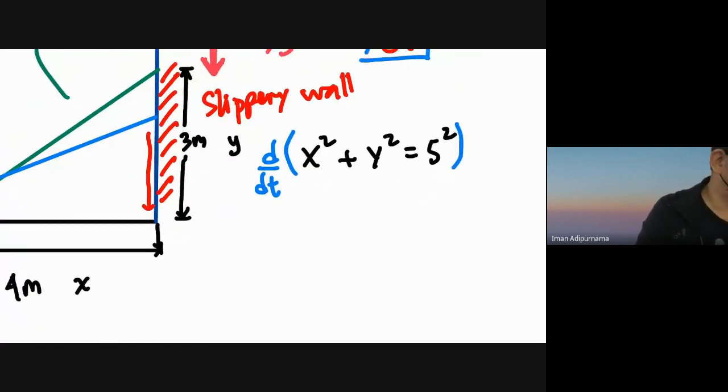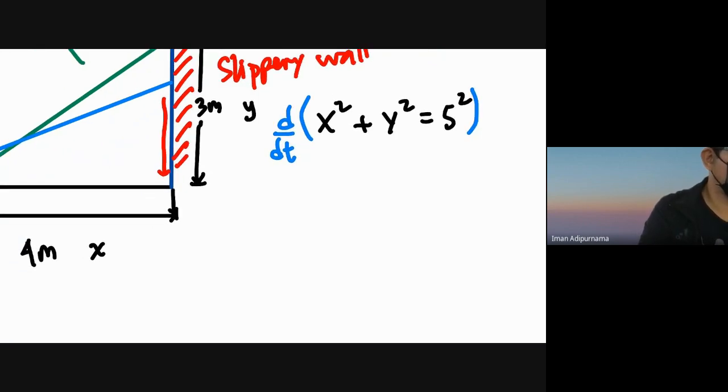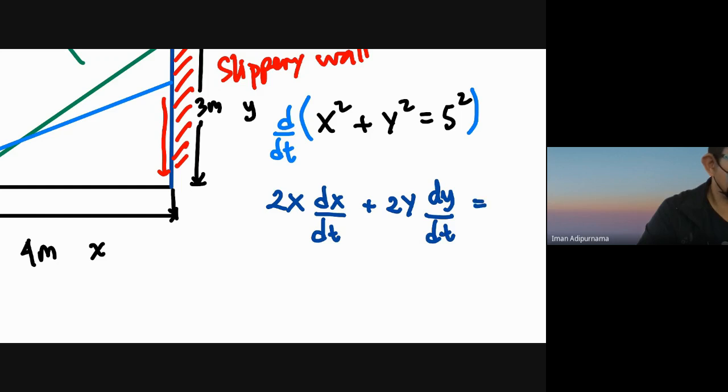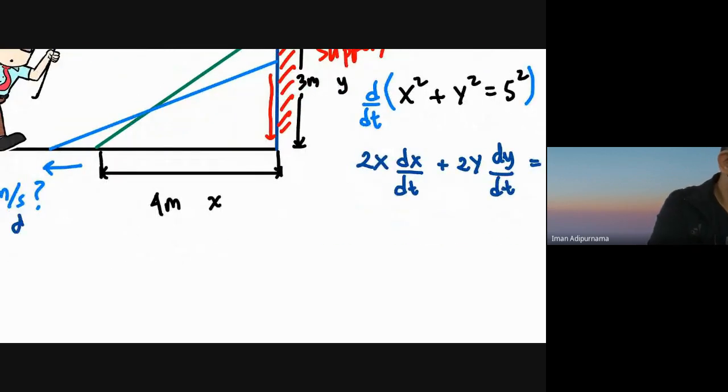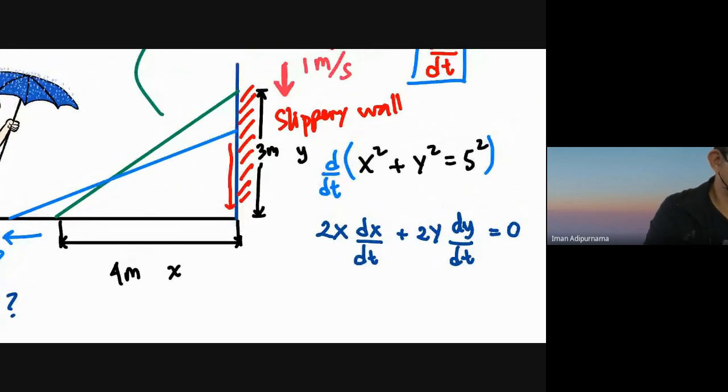Okay. Now, if we have this, then we write 2x, but it's differentiated with respect to t, so we still need to write dx over dt, and then plus 2y dy over dt, and this equals 0. The one that we are looking for is this dx over dt, and this is dy over dt.